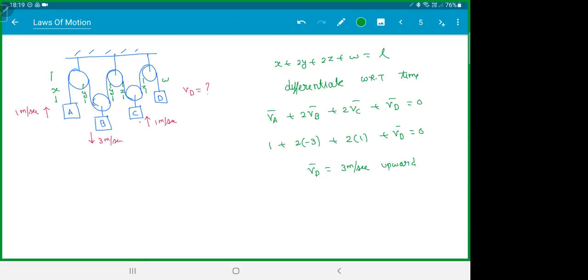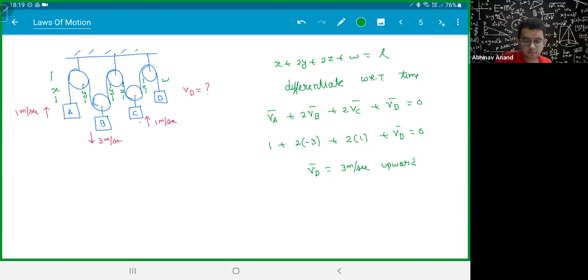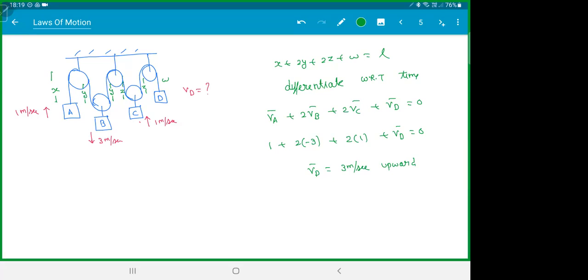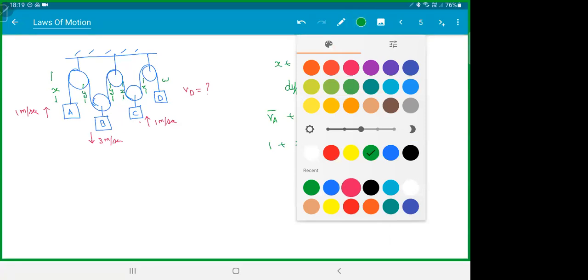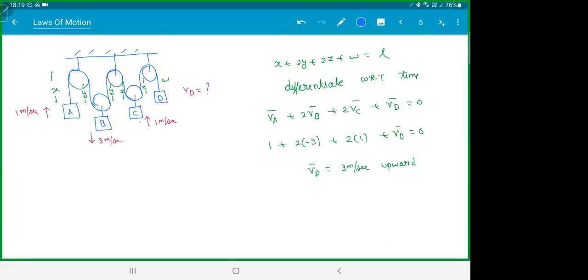People who didn't get 3, please check. Where did you mess up? So, Abhinav, so we can take either upwards or downwards as positive? Yeah, doesn't matter. You can take all up as positive or all down as negative. You're just multiplying the minus sign overall, so it doesn't matter.